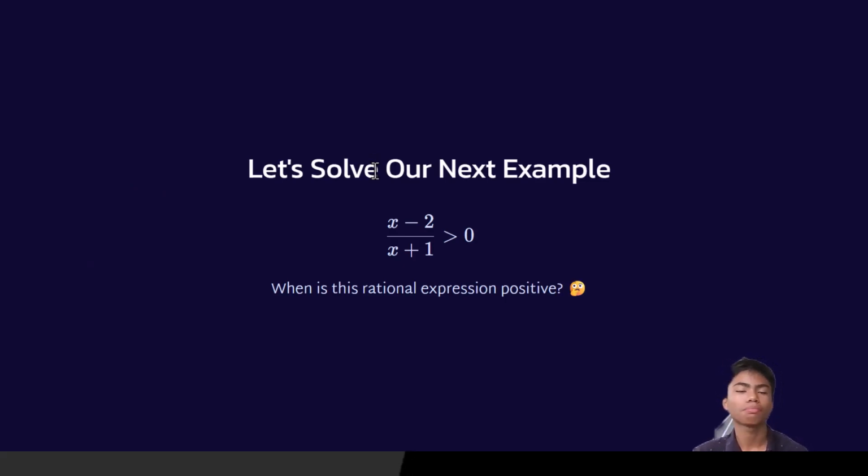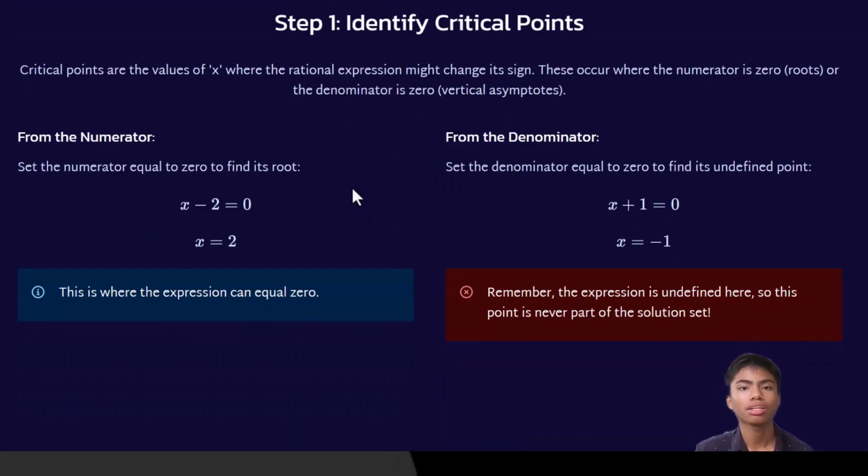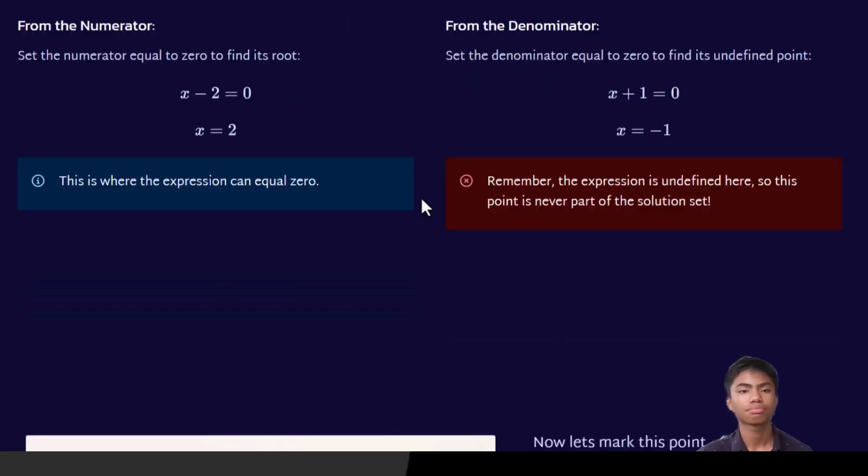Let's solve our next example. x minus 2 over x plus 1 is greater than 0. In step 1, we identify the critical points. From the numerator, we set the numerator equal to 0 to find its root, which becomes x equals 2. From the denominator, we set the denominator equal to 0 to find its undefined point, which turns into x equals negative 1. Remember, the expression is undefined here, so this point is never part of the solution set.